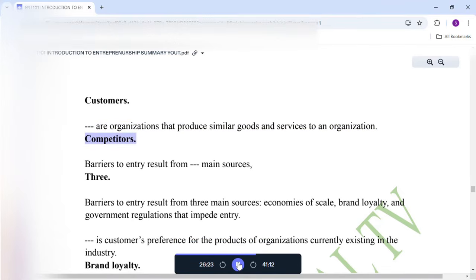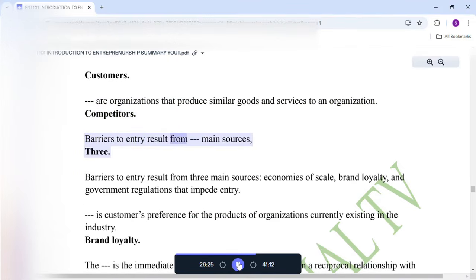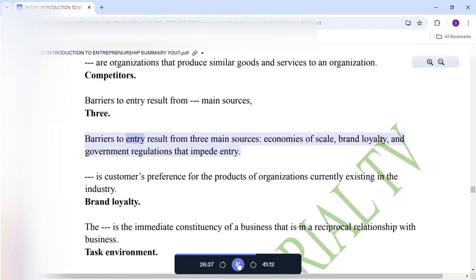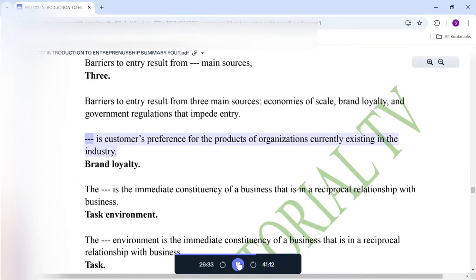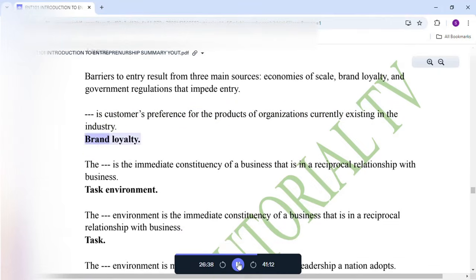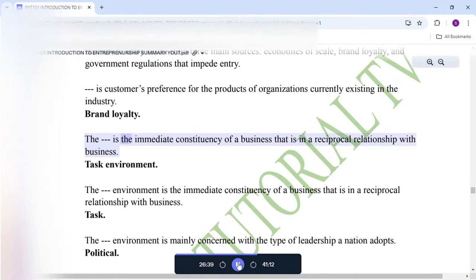Competitors are organizations that produce similar goods and services to an organization. Barriers to entry result from three main sources: economies of scale, brand loyalty, and government regulations that impede entry. Brand loyalty is customers' preference for the products of organizations currently existing in the industry.